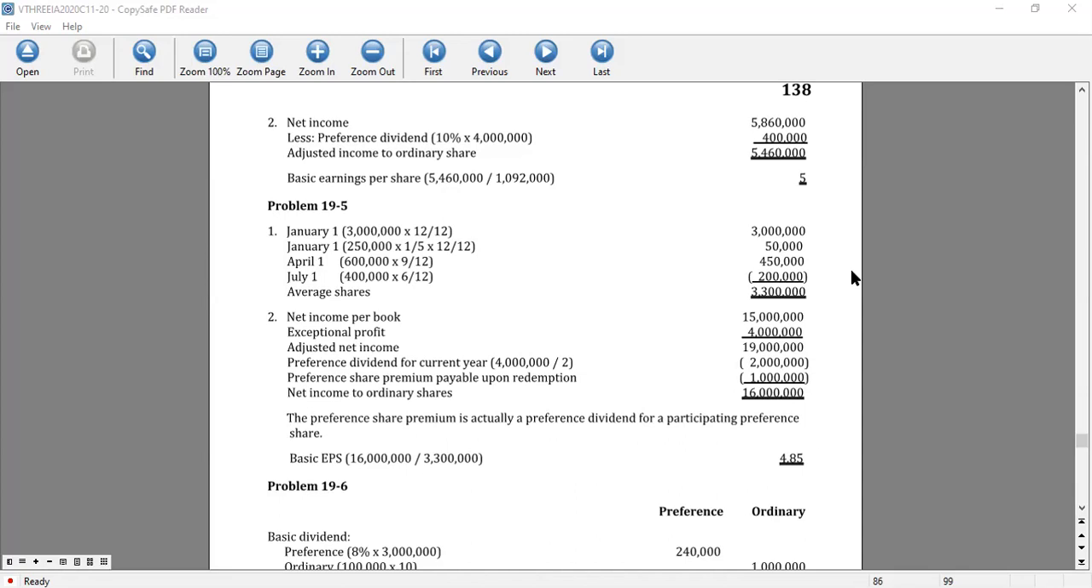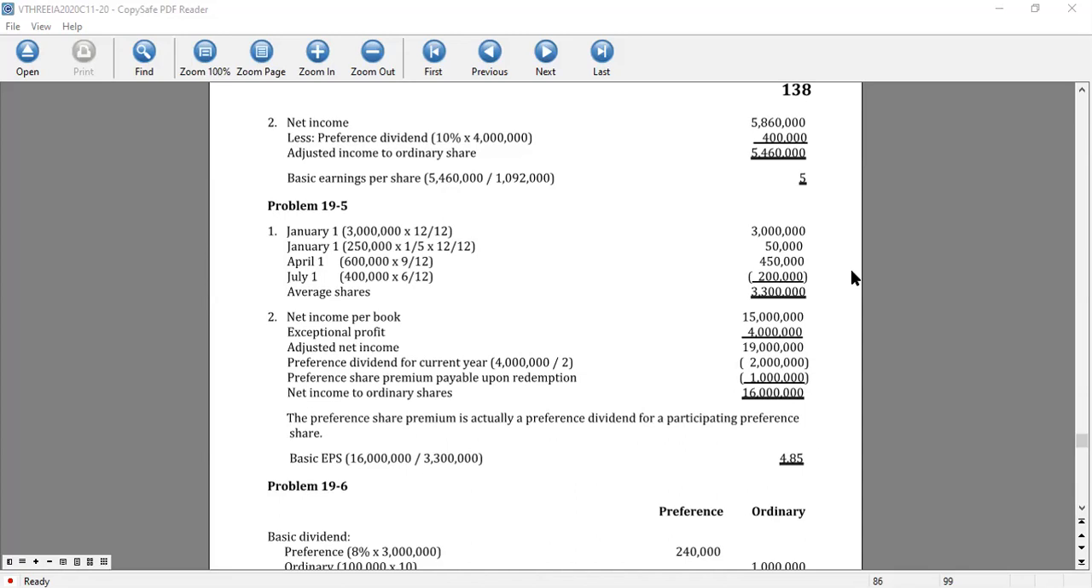So the basic earnings per share, as we have to remind ourselves that basic earnings per share applies only to ordinary shares and not to preferred shares. So basic earnings per share, 16 million. We divide it by 3,300 average ordinary shares. So we have now 4.85. Next, we go to problem 19-6.